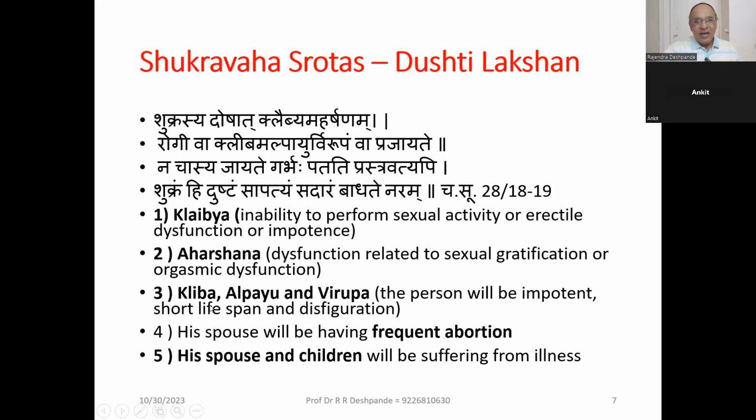Next, klibata, alpayu and virupata. The person will be impotent, cannot perform sexual activity. He may have a short lifespan because Shukra is related with Ojas, which is related with immunity. So when immunity is less, alpayu, less lifespan. Then disfiguration. Weight loss may be there. He may have dyslipidemia and obesity may be there. When Shukra, the reproductive tissue, is damaged, there may be a lot of hormonal complications.